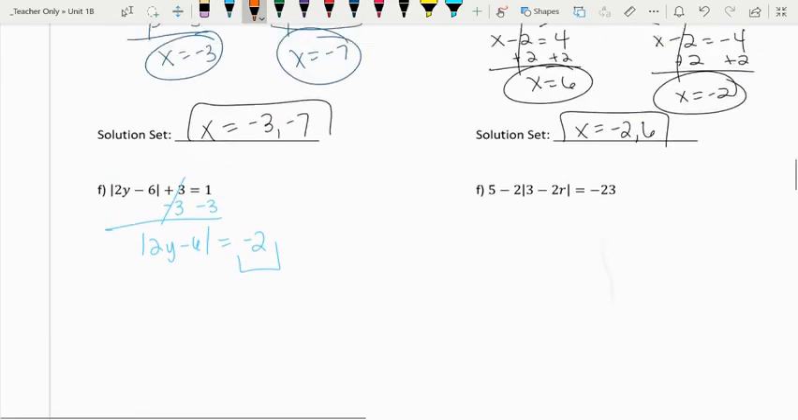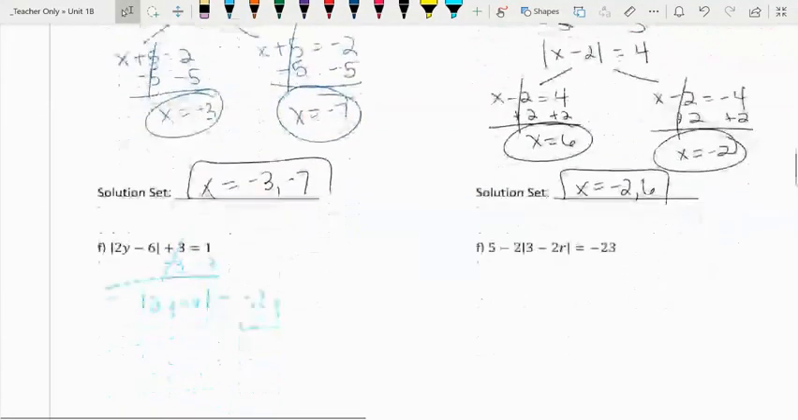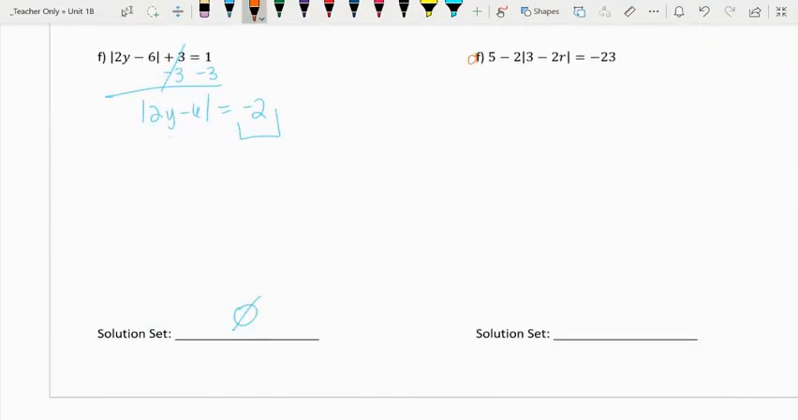Letter F part 2 is supposed to be G. I don't know why it's not G. My bad on that one.